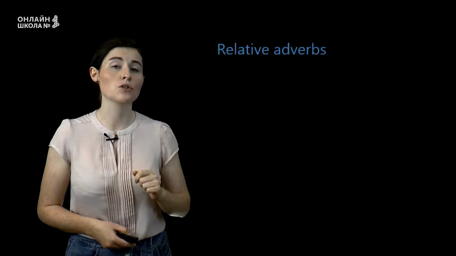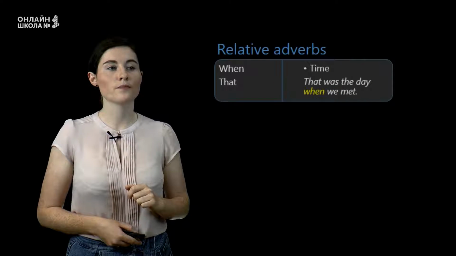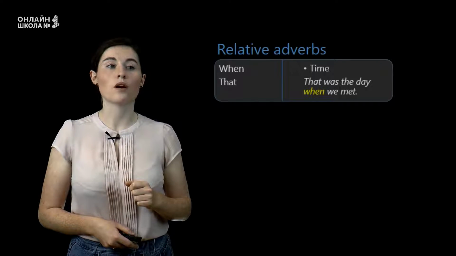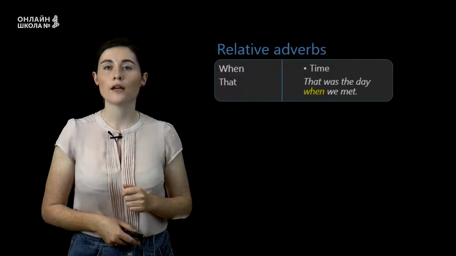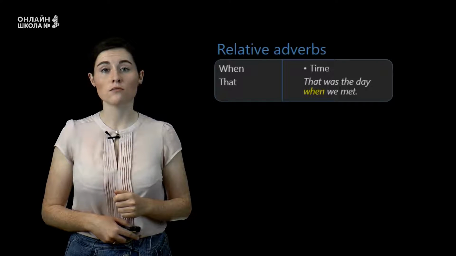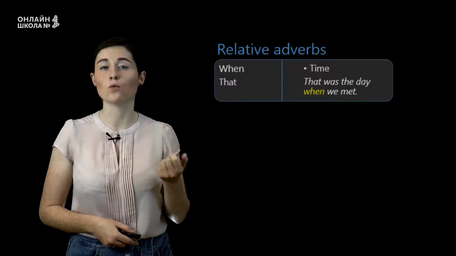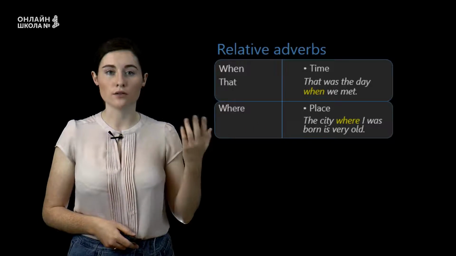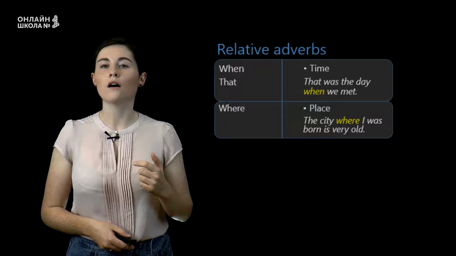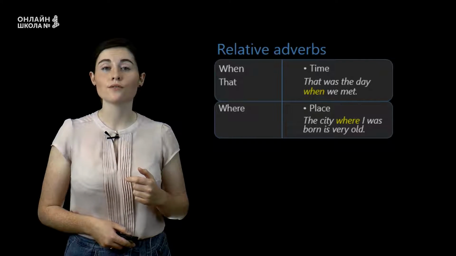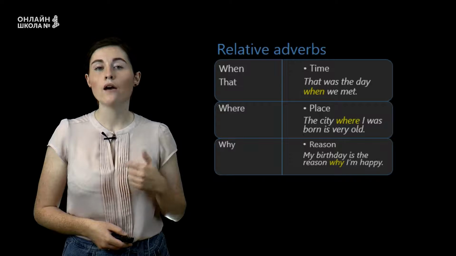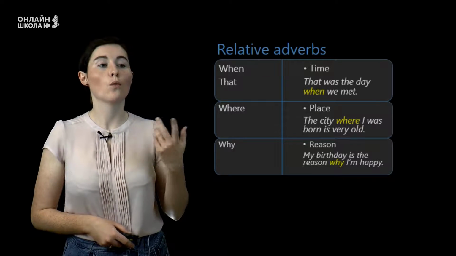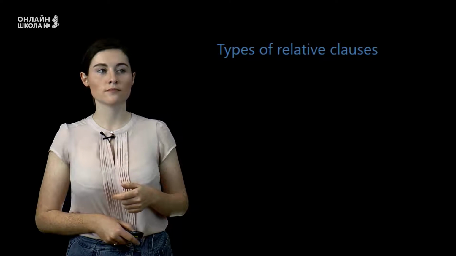And now let's speak about relative adverbs. Relative adverbs when and that are used to speak about time. For example, that was the day when we met. Or we can say that was the day that we met. Next is where, and we use it to speak about place. The city where I was born is very old. Why? We use it to speak about reason. My birthday is the reason why I'm happy.